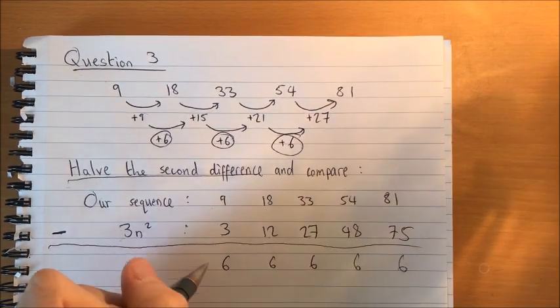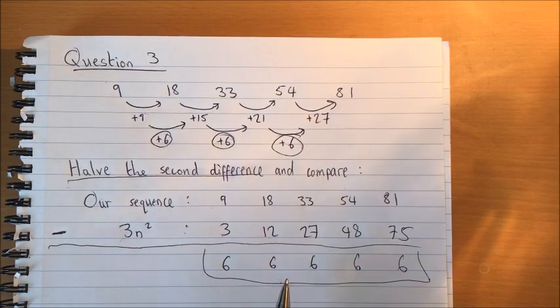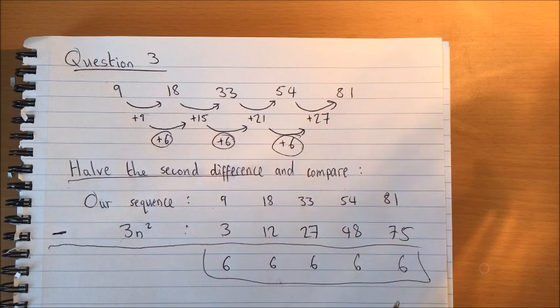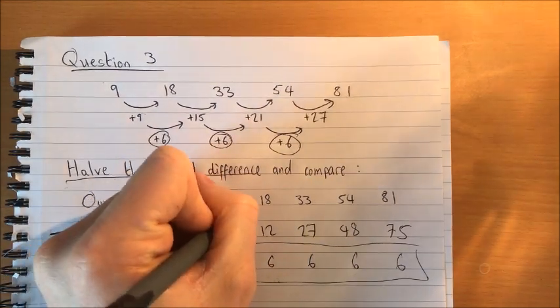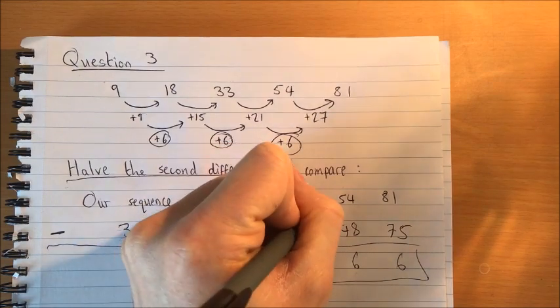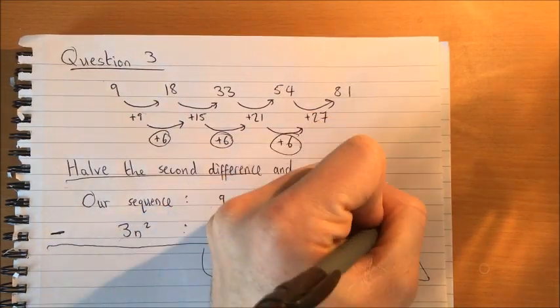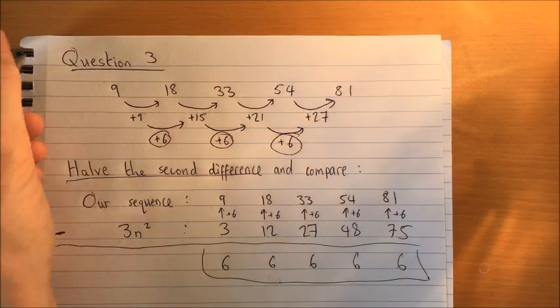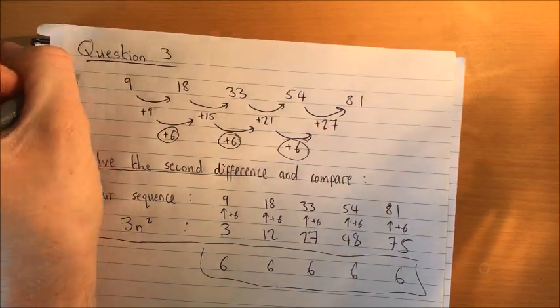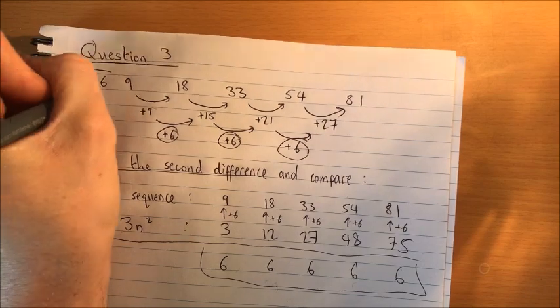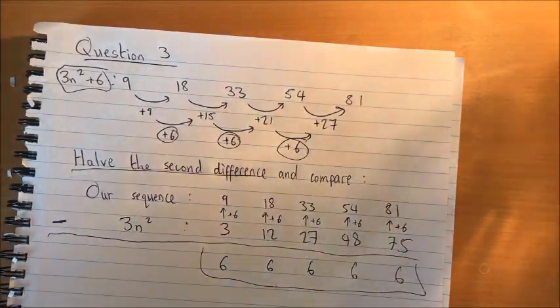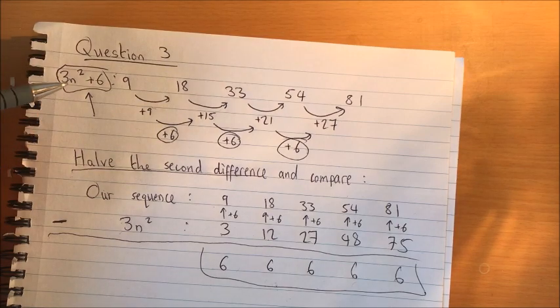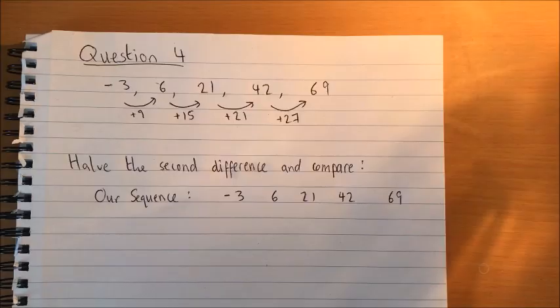So what this actually means is that our sequence is always just 6 greater than the sequence 3n squared. No matter what term I'm comparing with, we can see that our sequence is always just 6 more. So our sequence is exactly the same as 3n squared, but it's just had 6 added to every term. That's what I've worked out. So I can say my original sequence is 3n squared plus 6, because it's the sequence 3n squared with 6 added on to every term. So this is my answer: 3n squared plus 6.